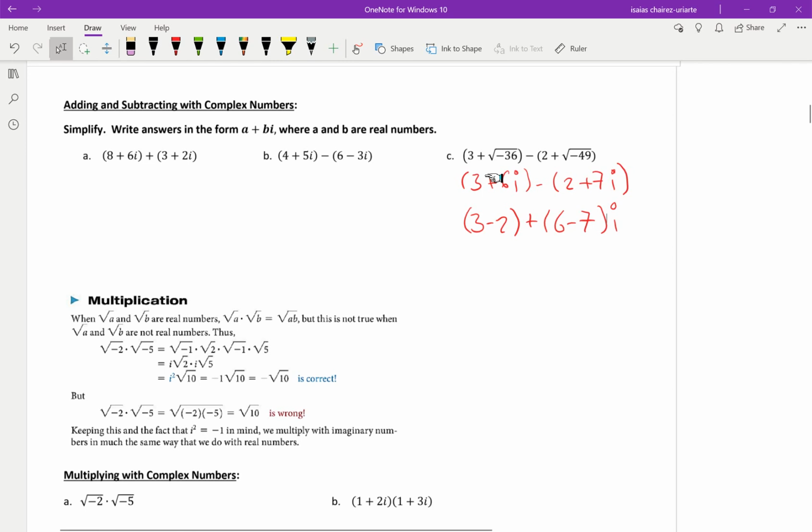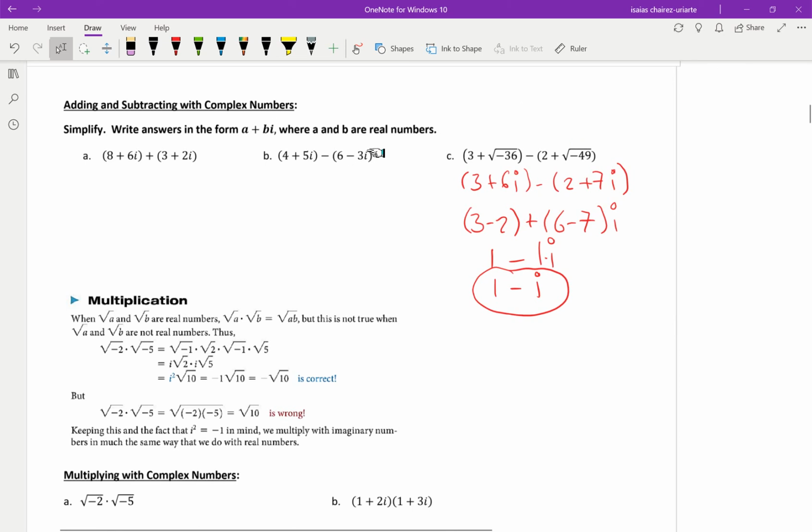You don't really need this step here, but I'm just being a little fastidious, a little thorough, so that you see what's going on. I am subtracting the real parts and I am subtracting the imaginary parts. So that becomes 1 minus 1i. But 1i is just i. So 1 minus i. I think that is our solution for part C: 1 minus i. Okay, let's try the other ones.